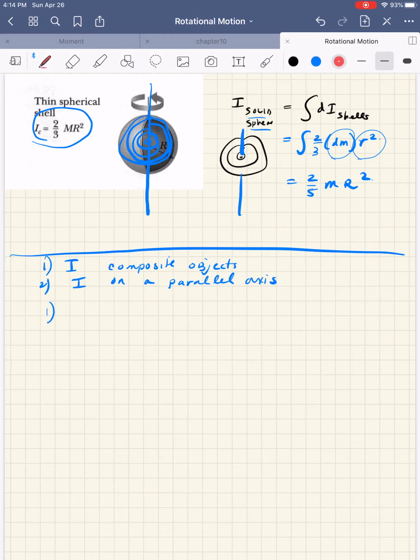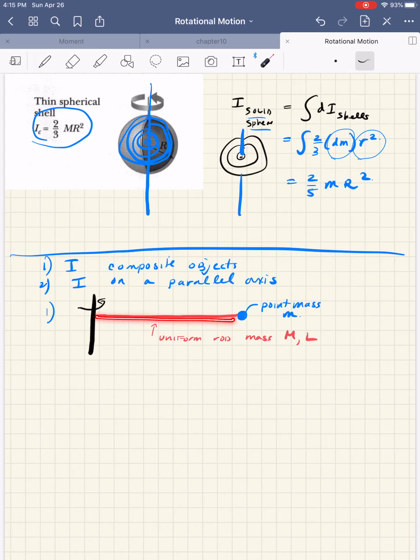So let's say you have an object here that looks like just a rod, but it's not just a rod, because on the edge of the rod there's a tiny point mass, m. And so let's say this rod is a uniform rod of mass big M and length L, like we've seen before, and we're going to say that it's rotating around this axis of rotation here on its end. So the thing is I don't just have one rod, I have a rod plus a point mass. What's the moment of inertia of a composite object like this?